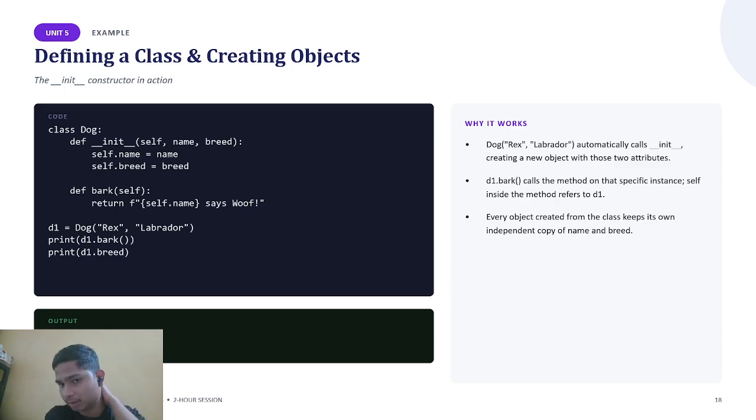So how does it work? Dog Rex Labrador automatically calls init and creates a new object with those two attributes, name and breed. And d1.bark calls the method on the specific instance, so self inside the method refers to d1. So d1 is the dog Rex Labrador, and every object created from the class keeps its own independent copy of name and breed.